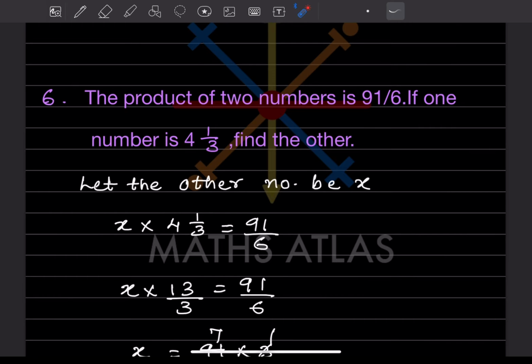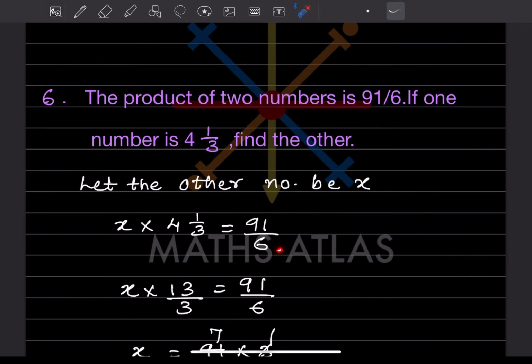So the first thing we are going to consider, because we have to find the other number, let the other number be x. The product means you are going to multiply. So one number is x and the other one is 4 integer 1 by 3, and the product is given as 91 by 6. So we are going to write it this way: x into 4 integer 1 by 3 is 91 by 6.